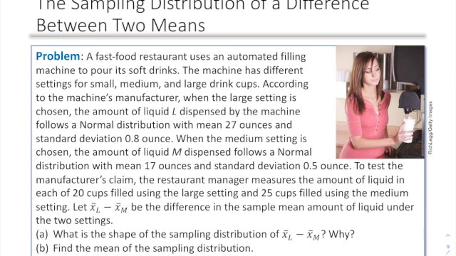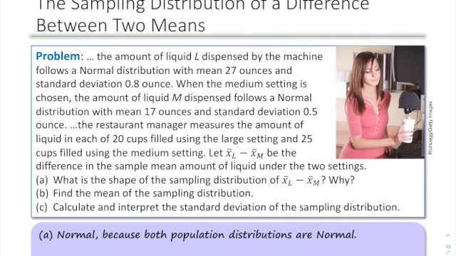To test the manufacturer's claim, the restaurant manager measures the amount of liquid in each of 20 cups filled using the large setting and 25 cups filled using the medium setting. Let x bar sub L minus x bar sub M be the difference in the sample mean amount of liquid under the two settings. So what is the shape? What is the mean? And then calculate and interpret the standard deviation.